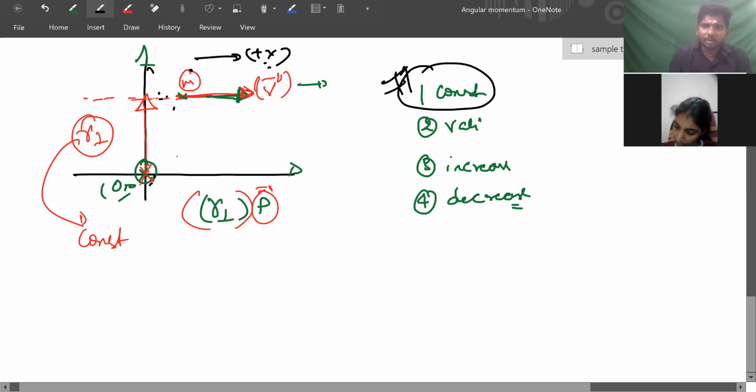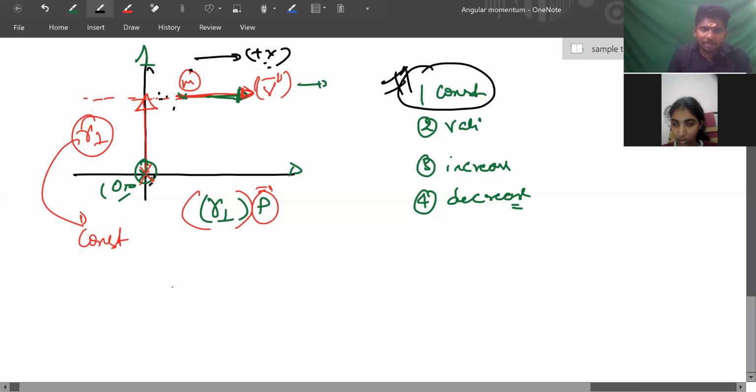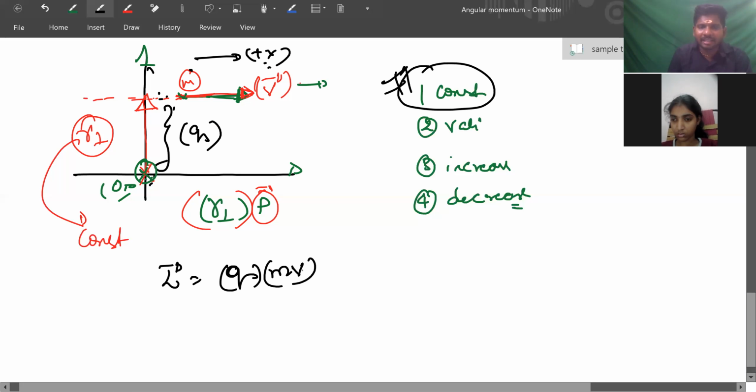You keep your first hand in the r vector direction, and you rotate your fingers in the direction of momentum. You will get the thumb in the direction of the angular momentum vector. If you want the magnitude, and this distance is some q, then the answer will be q into mv, the magnitude of this angular momentum. The direction will be minus k cap.